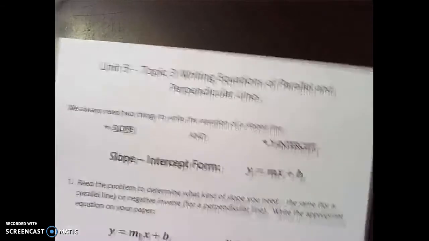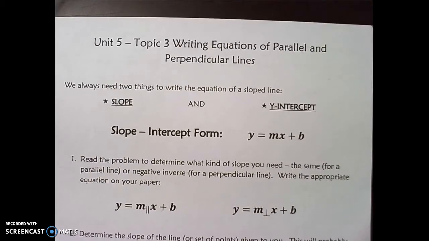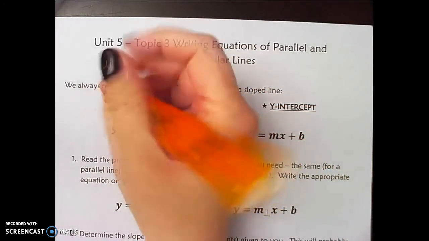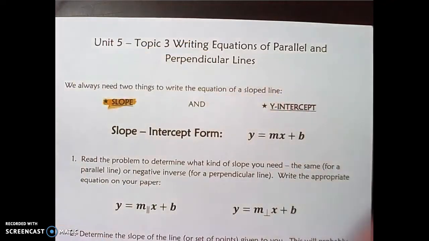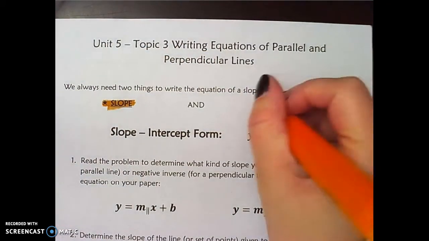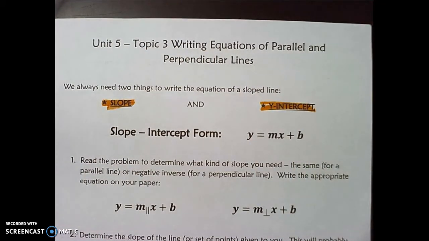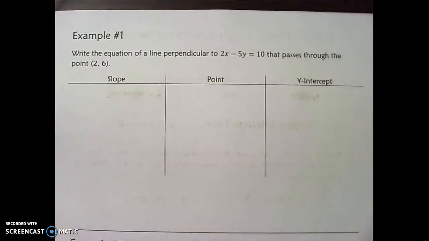For an equation of a line, there are also two ingredients that we need to know or need to find in order to write the equation. The first one is the slope of the line. The second one is the y-intercept. If I can find these two things, I can write the equation of the line. So the front of this goes through the directions and the explanation of what we're about to do now, but we're going to go ahead and dive into example number 1.